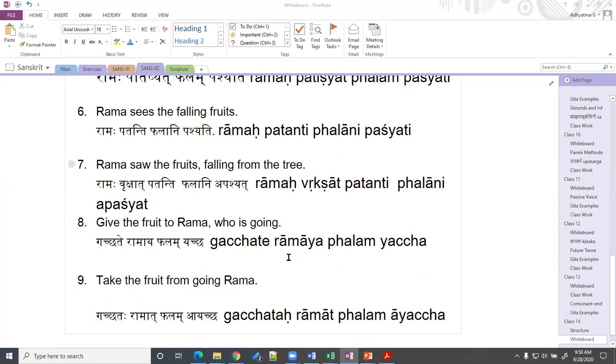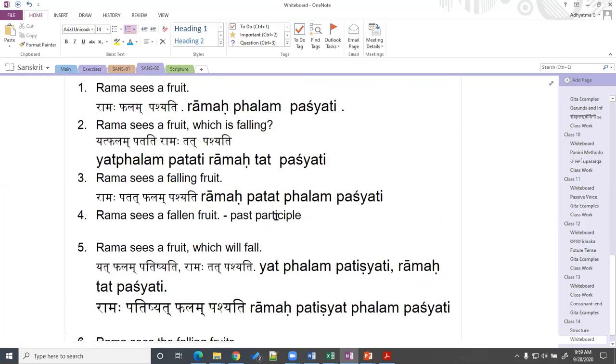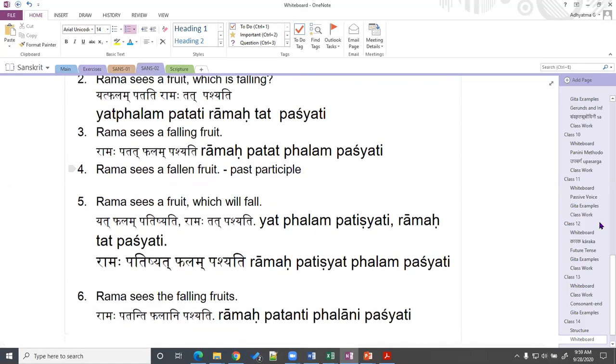So I'm happy that many people are noticing, and that shows that you are really studying, and that's a very good thing. So there is a question, when we use apashyam versus drishyati. So apashyat is a past tense and apashyam is first person. Drishyanti is the present tense.